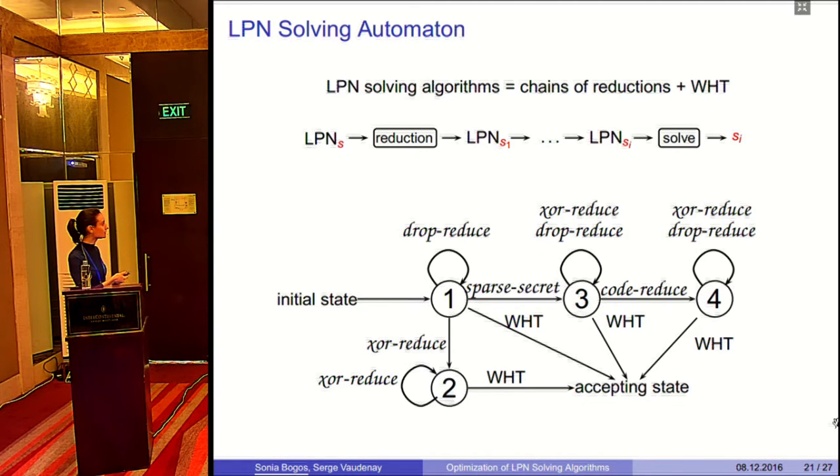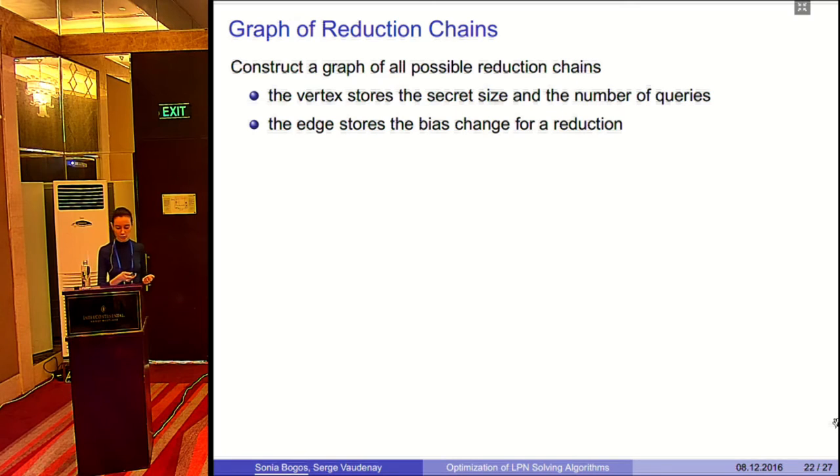Then afterwards, we can see that we accept chains that use only drop reduce and sort reduce, or that use code reduce. And here we analyze only those chains that use just one code reduce. And after we have in mind the fact that the chains of reduction should be accepted by this automaton, what we do is that we construct a graph of all the possible reduction chains. So a graph is defined by a set of vertices and by a set of edges.